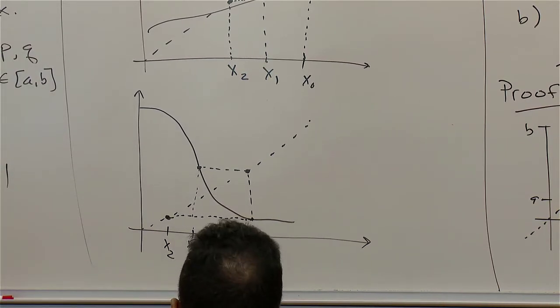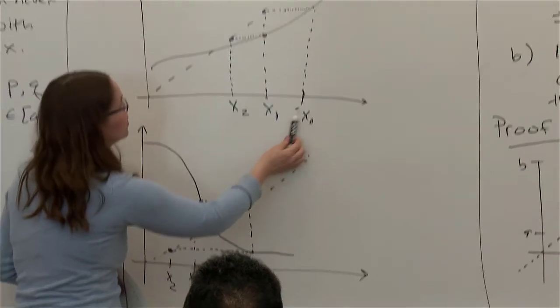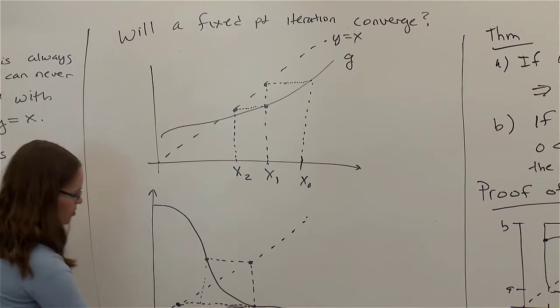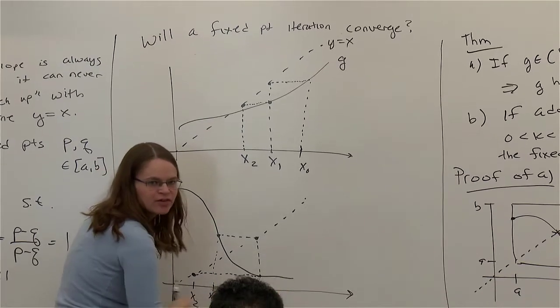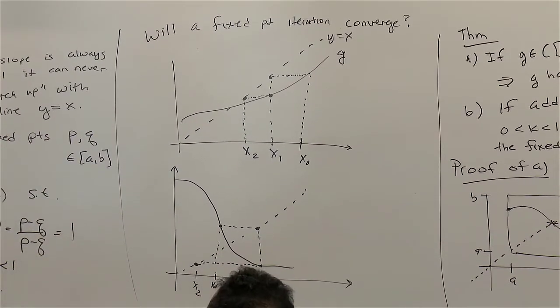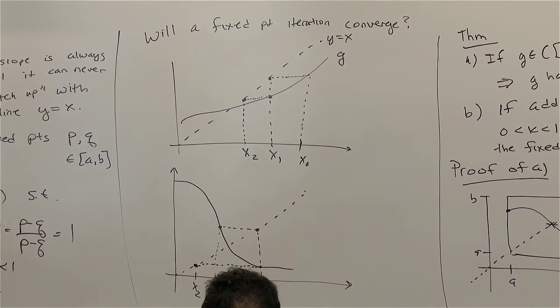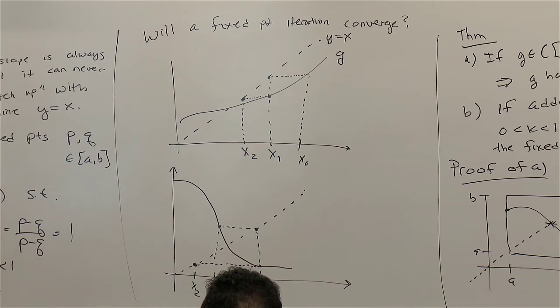Now this doesn't seem like it's working quite as well as the last time. The last time we kind of just marched over here towards the fixed point. This time, okay, we're bouncing back and forth, but it looks like we're bouncing farther and farther away, right? So what's the difference between these two pictures? The absolute value of the derivative is greater. The absolute value of the derivative is bigger than 1.